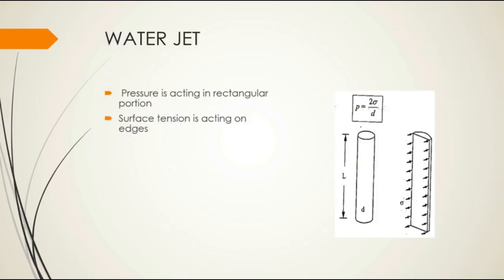Let us consider a water jet. A water jet is what you get if you leave some water from a tap; the water jet will strike the ground. If I take some part of it having length L and diameter d, the surface tension is acting on the edges along the length like this. The pressure is acting on the rectangular portion. Finally, simplifying this, we get the pressure equal to 2 sigma by d.